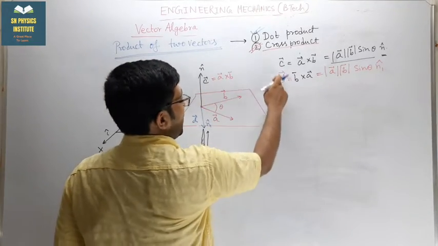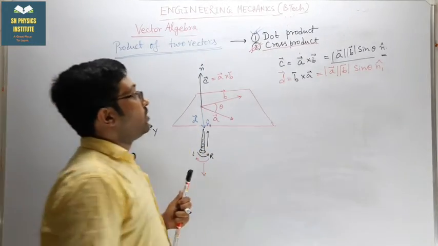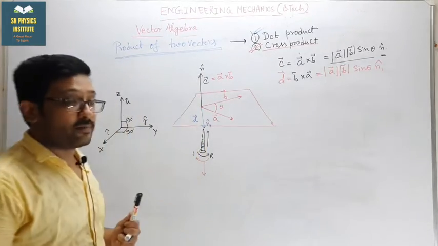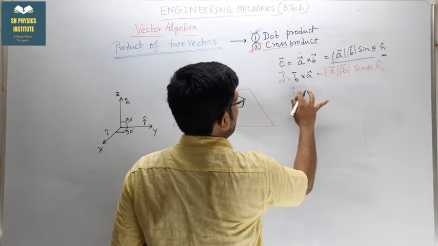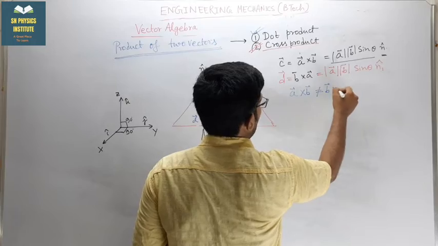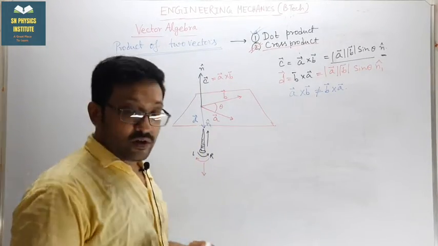Now, does the commutative law hold? No. So the cross product does not obey the commutative principle, because A cross B is not equal to B cross A. Okay, so this is the cross product, and now how do you compute the cross product?